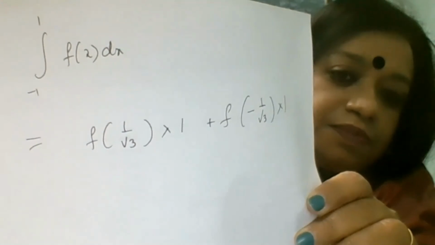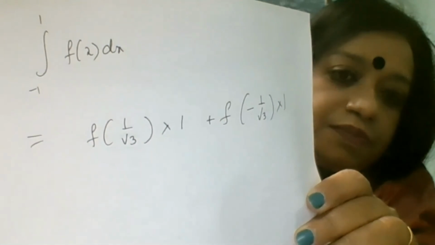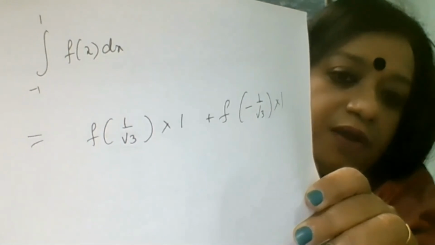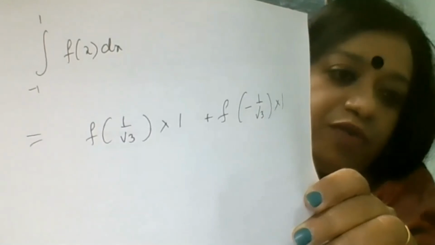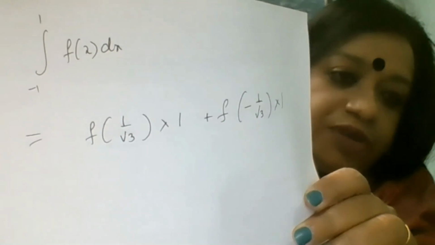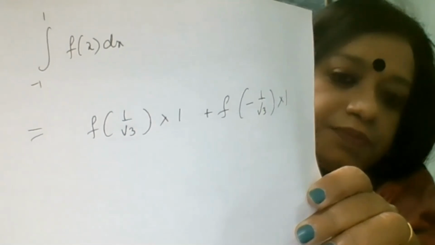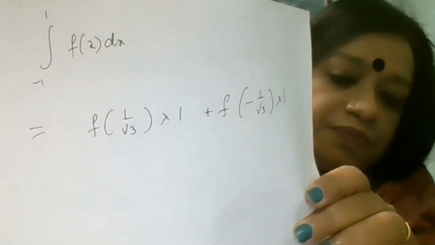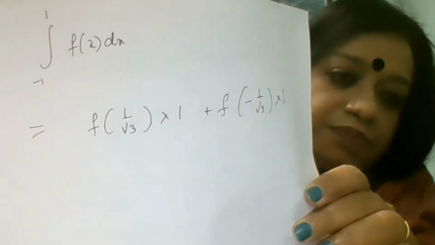Yes, ma'am. Ma'am, 1 by root 3, f at 1 by root 3. 1 by root 3 is my sampling point given by the Gauss quadrature table. Okay. But ma'am, the second order polynomial will be like x squared plus 2ax plus a squared, right? Like we'll have 3 terms.